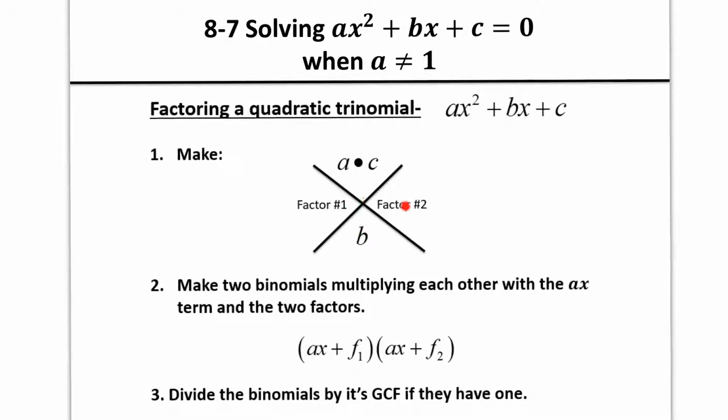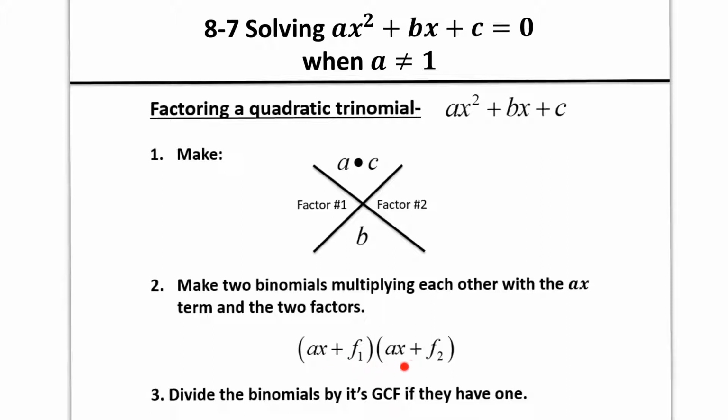You are going to find two factors here that you need to multiply to get the number on the top. But when you combine them, it's going to equal the one on the bottom. So you might add or you might subtract to get the bottom number, but you need to multiply to get the top number. In step number 2, so this is step number 1, you will make two binomials multiplying each other just like this here.